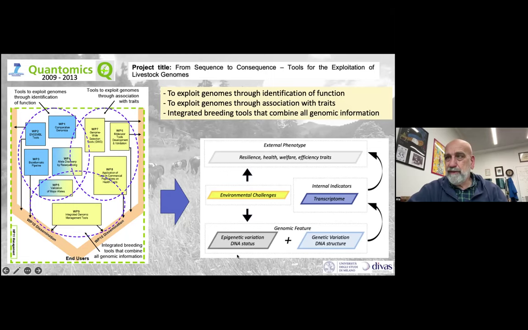But especially after that project, we tried several times to set up other projects, Quantomics, OTRE. The basic idea was that, given the reduction in cost, we can try to relate the structural variation to the phenotypes, but using other indicators, because we have the transcriptome, we have other what we call internal indicators. We can have metabolomics, transcriptomics, proteomics. Now another piece was the epigenetic variation, so the DNA status.